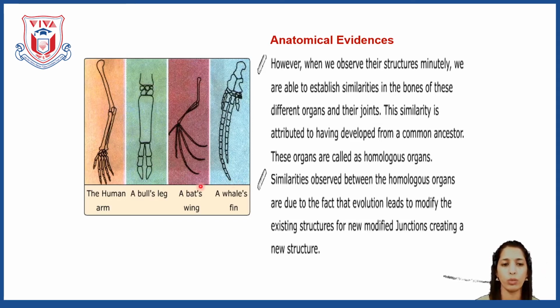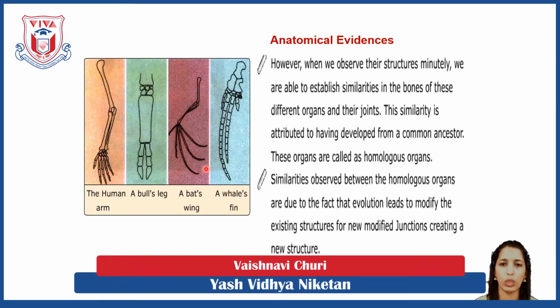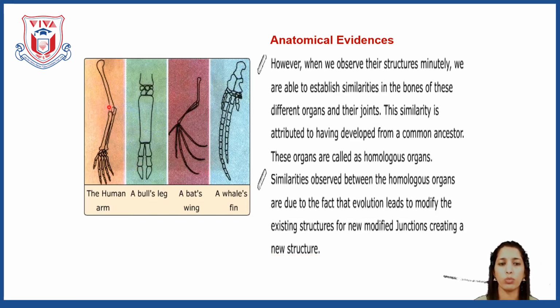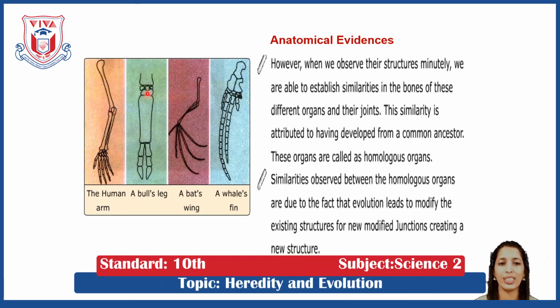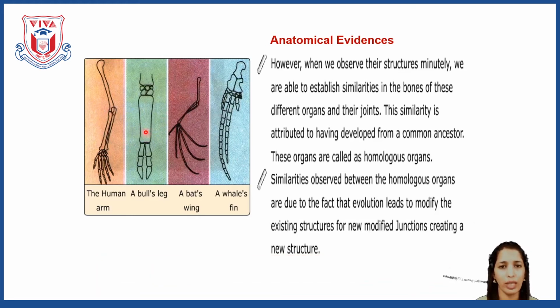Now, when we talk about man, bull, bat, or whale, there is no similarity. But if you see their anatomical structure, when we observe this structure minutely, we are able to establish their similarities. Similarity in what? Similarity in their bone structure. The structure of bones or their joints looks alike. They look similar. So it shows again that these animals have originated from one ancestor.